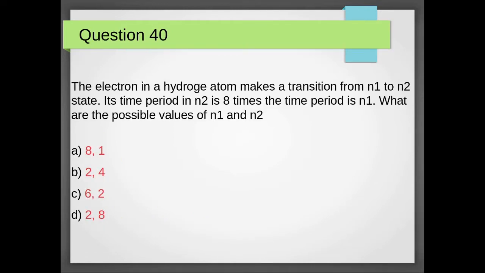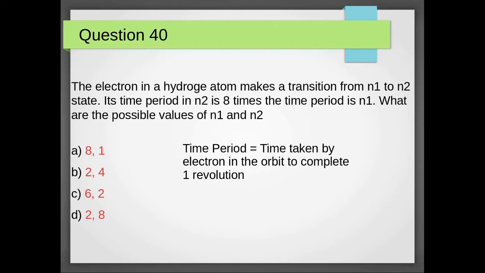Question 40. The electron in a hydrogen atom makes a transition from N1 to N2 state. Its time period in N2 is 8 times the time period in N1. What are the possible values of N1 and N2? We should first understand what is meant by time period. Time period is the time taken by an electron in a particular orbit to complete one revolution around the nucleus.